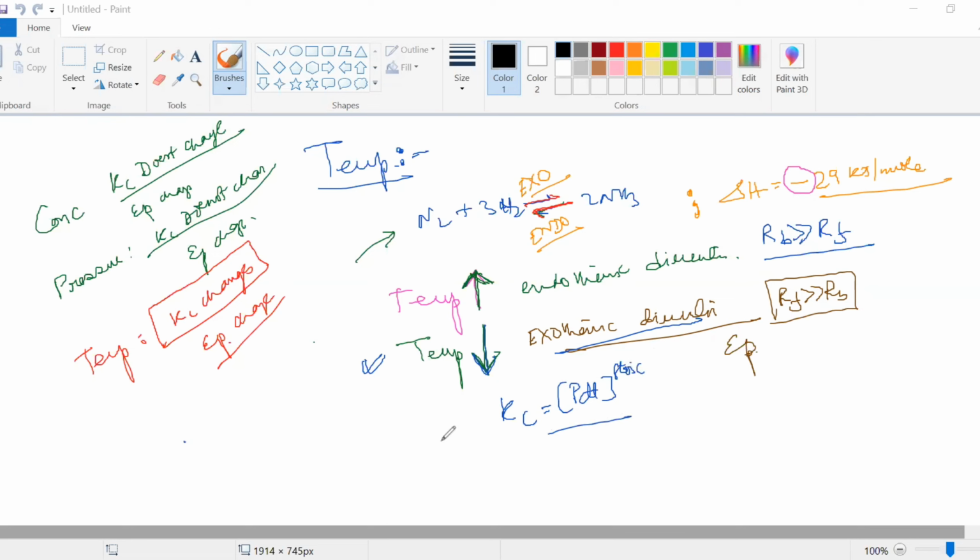Reactant to the power of stoichiometry. Did you get this? What is Kc? Kc is product to the power of stoichiometry by reactant to the power of stoichiometry, isn't it? This is the thing we get.